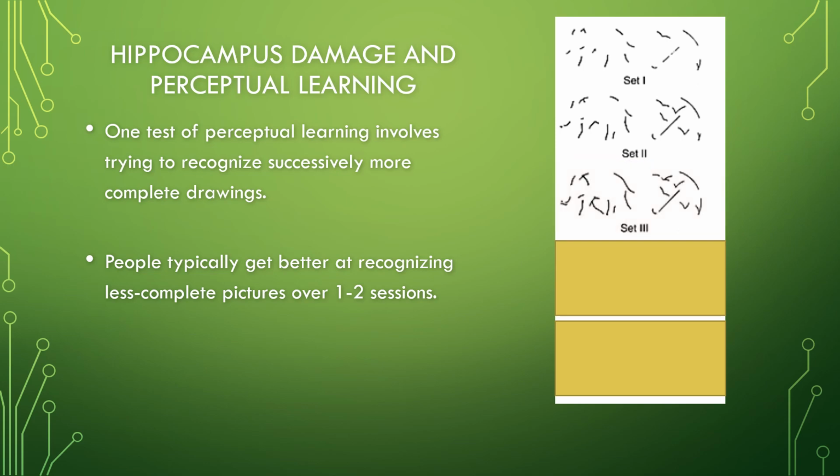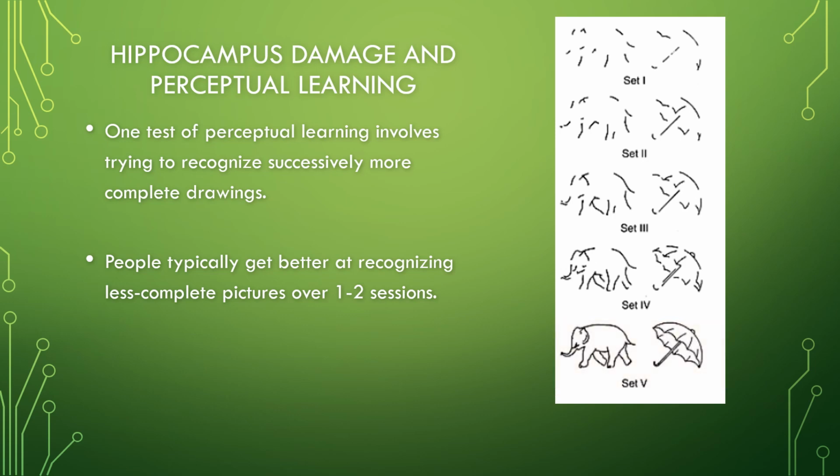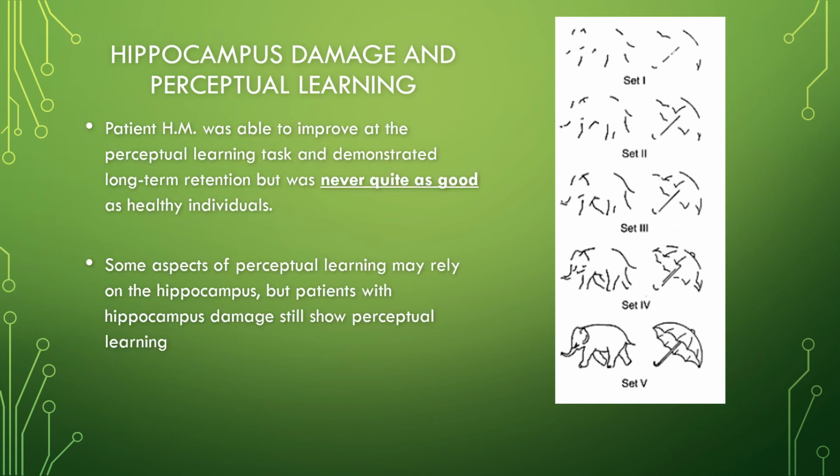And usually by the third one, people can start to make out what this is. By the fourth one, almost everyone should have made out what it is. And by the fifth one, you should be able to see that we have an elephant and an umbrella here. So not only do people get better at this depending on the number of pictures, but they usually get better over just a couple of sessions of doing this. This exact type of experiment was actually run on patient HM, and he was able to improve at the perceptual learning.